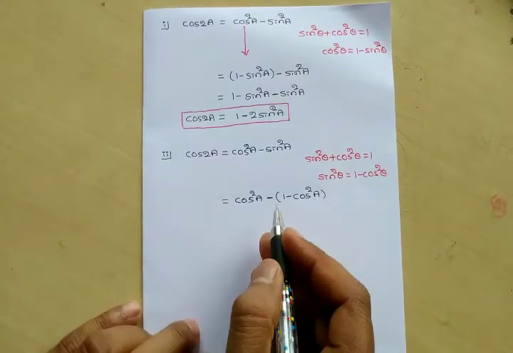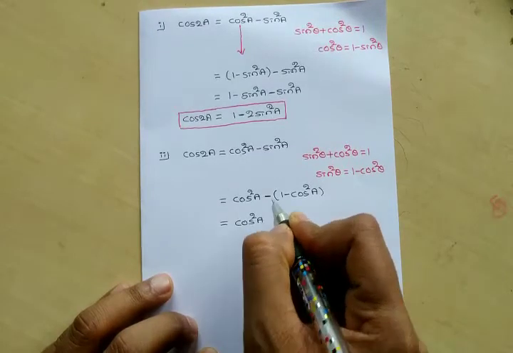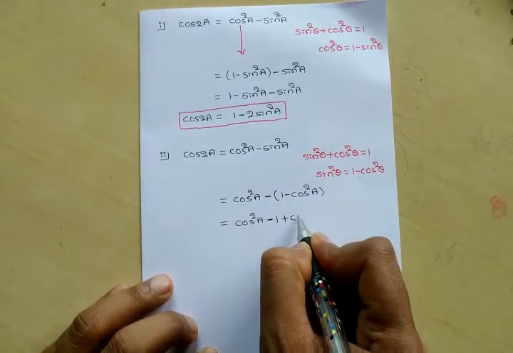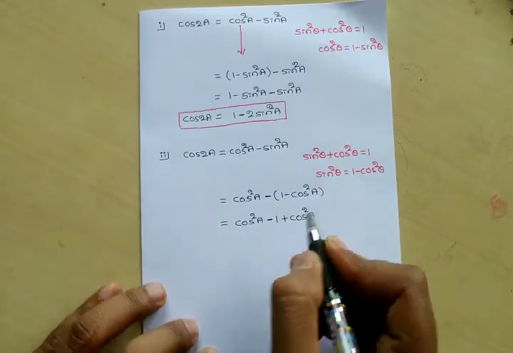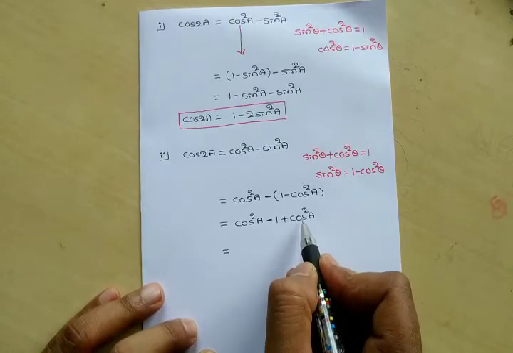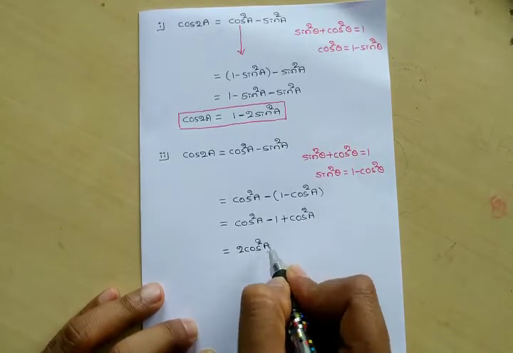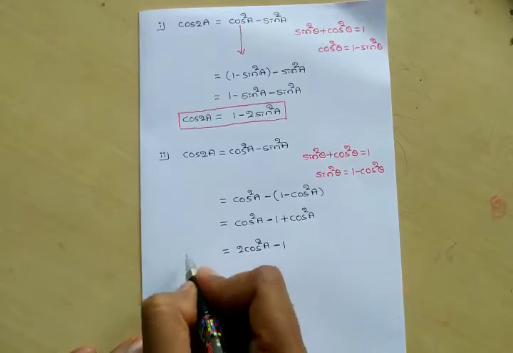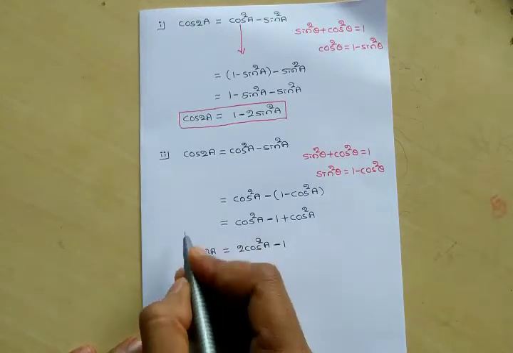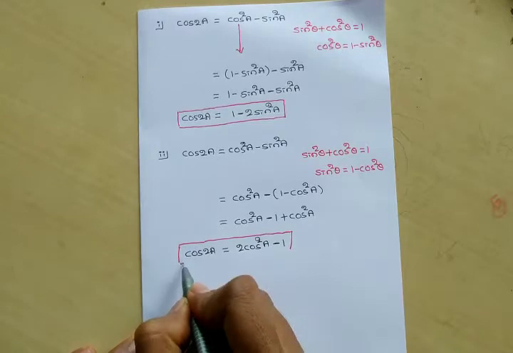Next, open the bracket. So this equals cos square A, minus into plus is minus 1, minus into minus is plus cos square A. So that is 1 times cos square A, and again 1 times cos square A, so it is 2 times cos square A minus 1. Therefore, the next formula of cos 2A is: cos 2A is equal to 2 times cos square A minus 1.